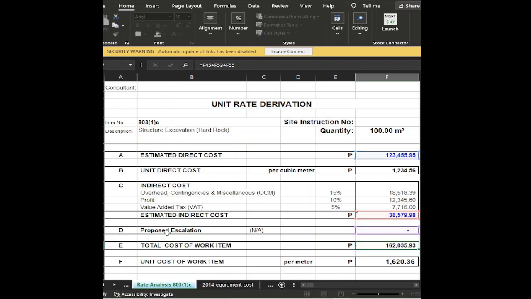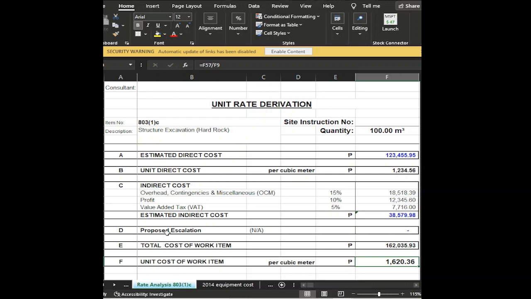The total cost of work item is 162. This is the total cost, the indirect plus the direct cost, which is 123 plus 38, that is 162. For the unit cost of work item, meaning the unit cost including the indirect and direct cost, we only divide the total cost of work item by the quantity, which is 100 cubic meters. So it is 1,620.36.